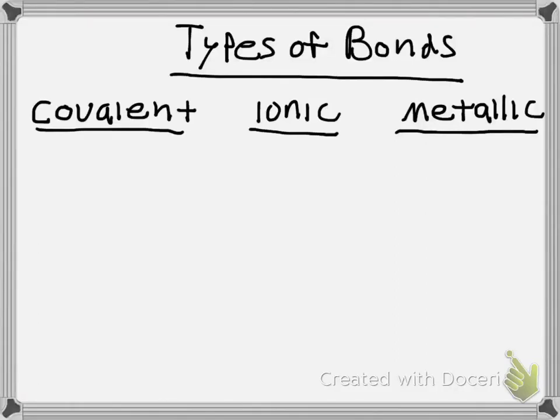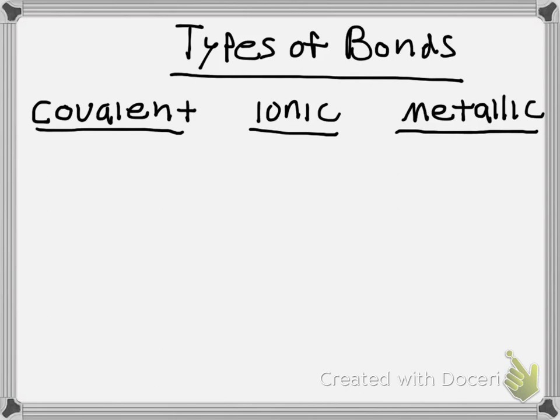Hello everybody. So today we're going to talk about different types of chemical bonds that are very high yield for the MCAT and the DAT. The first type of bond we want to talk about is a covalent bond.